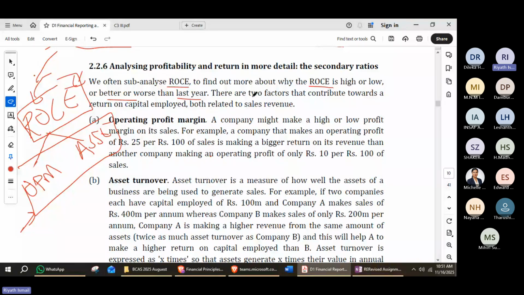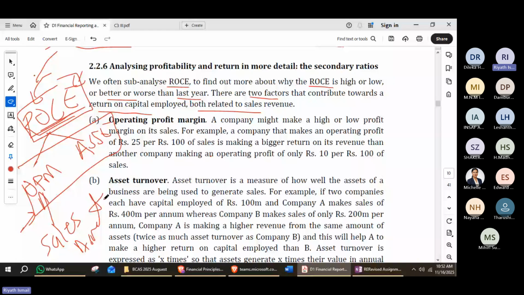There are two factors that contribute towards return on capital employed, both related to sales. The return on capital employed mainly depends on two things. One is sales and the other is asset value, right? More assets, more capital. More sales, more return, right?